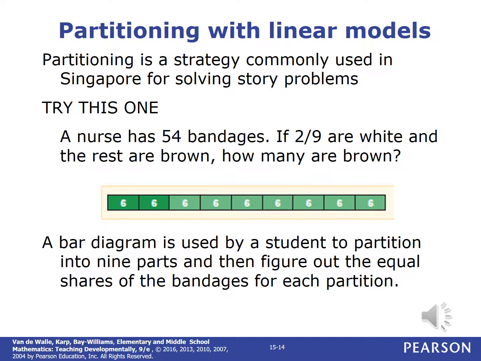Partitioning is a strategy commonly used in Singapore for solving story problems, and students tend to do very well with it there. Here is an example of how a problem is set up and solved using partitioning. A nurse has 54 bandages, and 2/9 are white and the rest are round. How many are round? Students might model this with a bar diagram by partitioning the 54 into 9 parts and then counting up the 7 parts that are round to determine that the answer is 42.